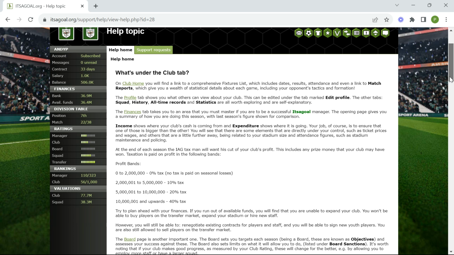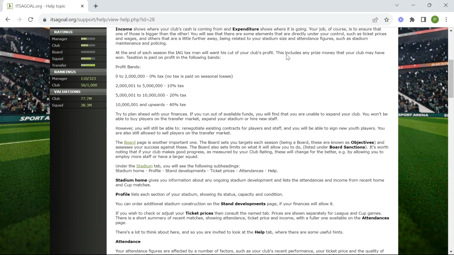Let's go straight into taxes, and here we can see that you will get taxed if your profits are above 2 million. So at the end of the season, if you've made more than 2 million in profit, then you'll get taxed 10%. If you made more than 5 million, 20%. If you've made more than 10 million, 40%. Wow. So guys, it's important to make money, but it's important to spend money as well, unless the tax man grabs it.